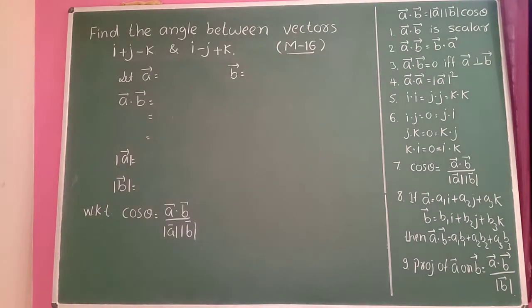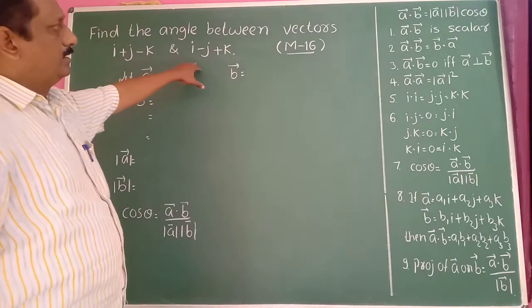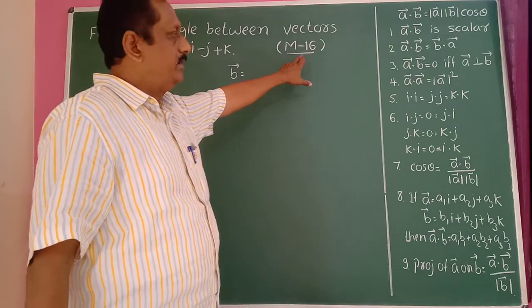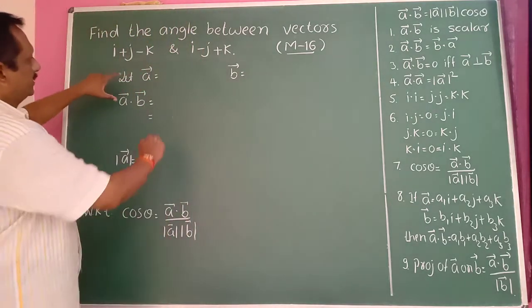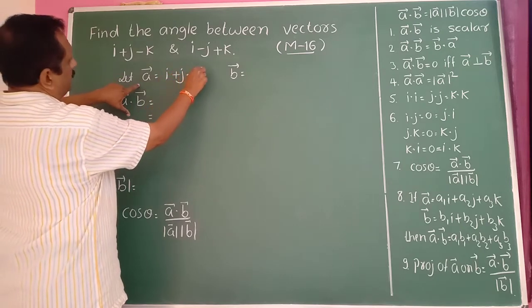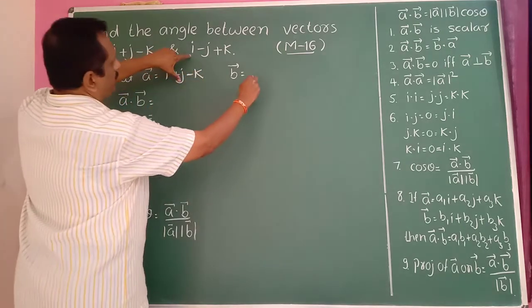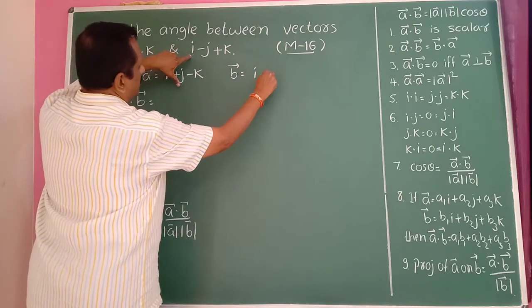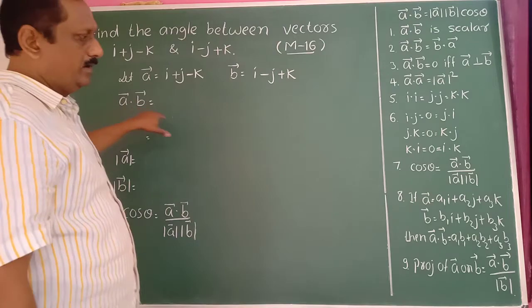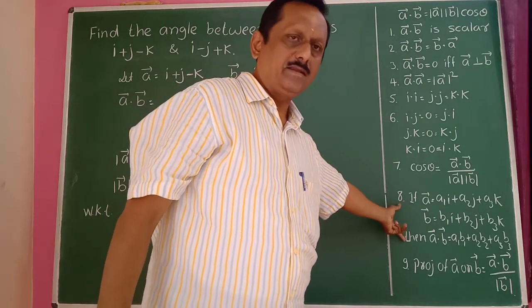This is also the same type of example. Find the angle between the two vectors. They asked this in March 2016. It is a 2 marks question. Take the vector a bar as i plus j minus k, and the vector b bar is i minus j plus k. Find a bar dot b bar using this formula.